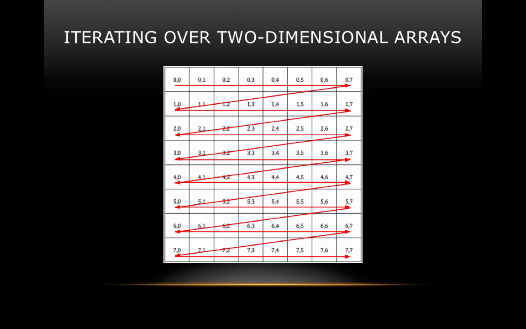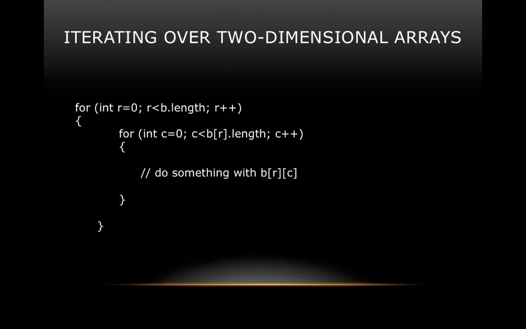Iterating over two-dimensional arrays. To iterate over the elements of a two-dimensional array, we need a nested for loop. The outer loop iterates from 0 to the number of rows minus 1, and the inner loop iterates from 0 to the number of columns minus 1 for the given row.